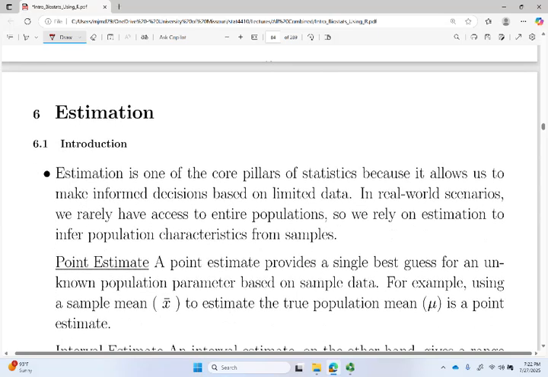Okay, so next video, we're going to look at chapter 6, which is estimation.